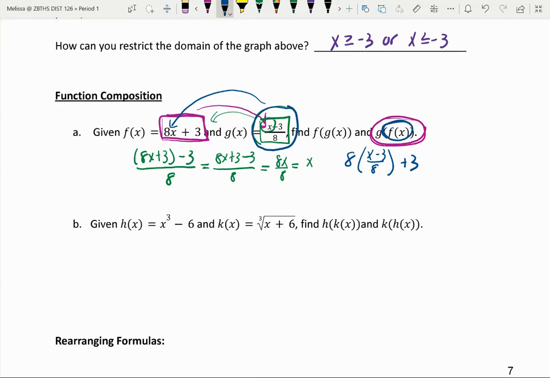And again, I'm going to simplify using my order of operations. 8 divided by 8 simplifies to 1. So then I end up with x minus 3 plus 3, which simplifies to x. What's the point of this? As long as I end up with x as my final result from both compositions, that means that this is an inverse. Okay, as long as I get x for both of them, they are inverses.